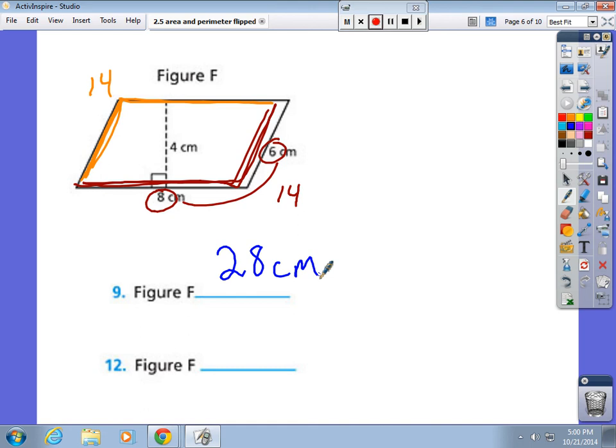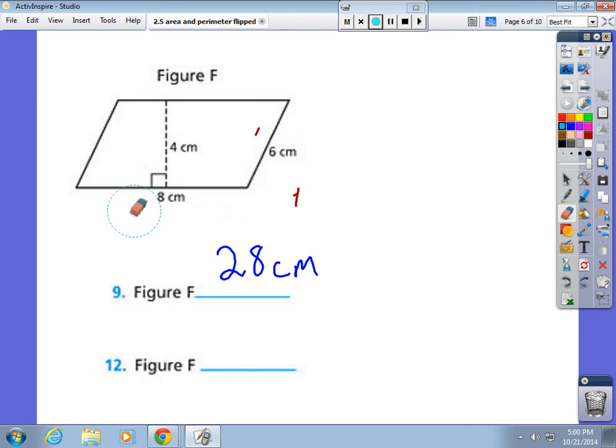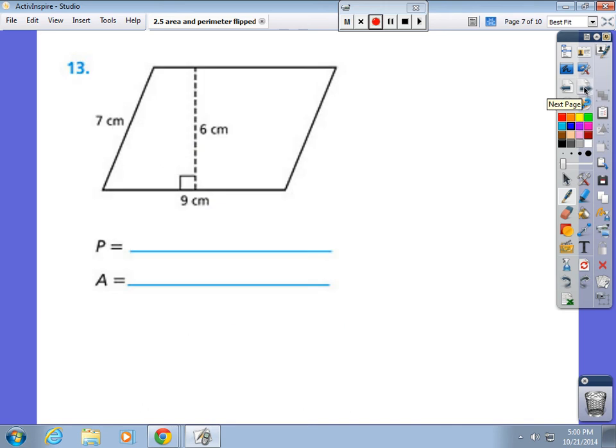Figure F, area. Let's go ahead again and erase some of my scratches there. Get that out of there for you. We no longer care about the side. We care about our height and our base. It's all about the base and the height. 8 times 4 is 32. So 32 centimeters squared is our area of figure F, the parallelogram. Parallelograms, base times height. Triangles, 1/2 base times height.